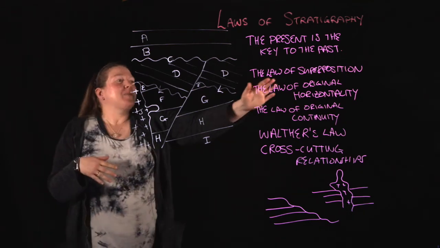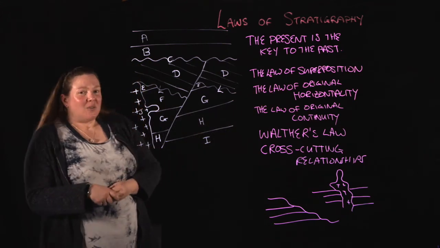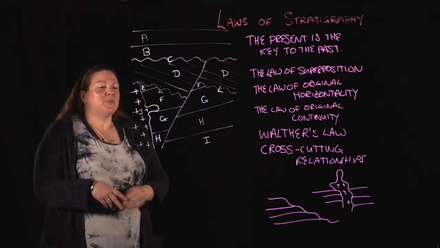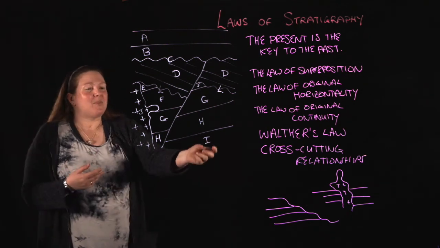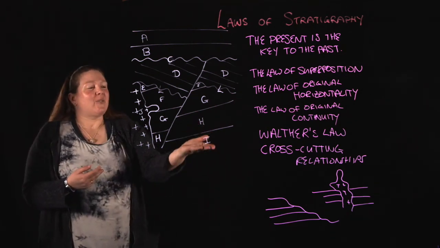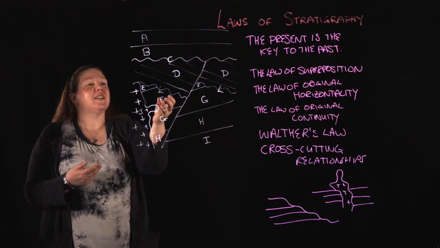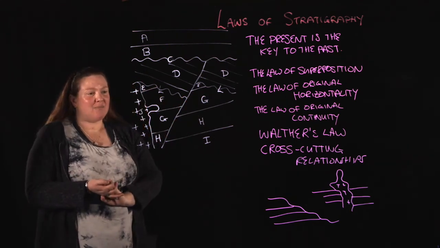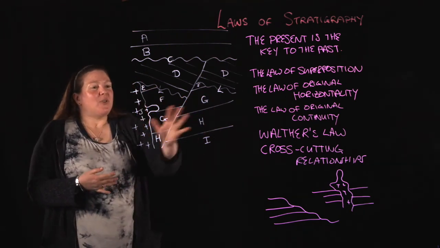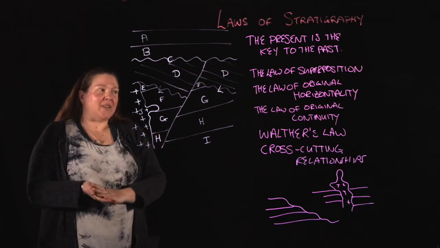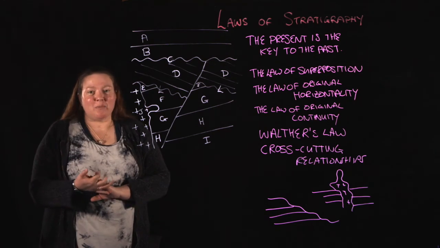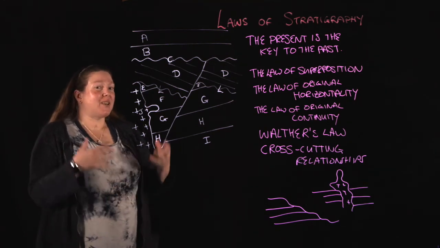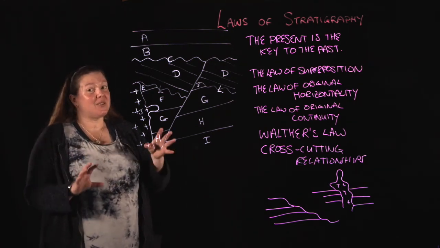So the law of superposition tells us that our oldest rock unit should be at the bottom. So that's this one down here, unit I. This one is at the bottom of our succession. It is overlain by H and G and F and E in succession. These rock units are tilted, and the law of original horizontality tells us that they should have been deposited originally horizontal, so they have been at some point tilted.